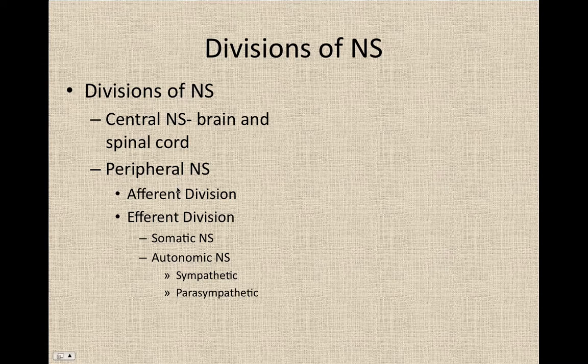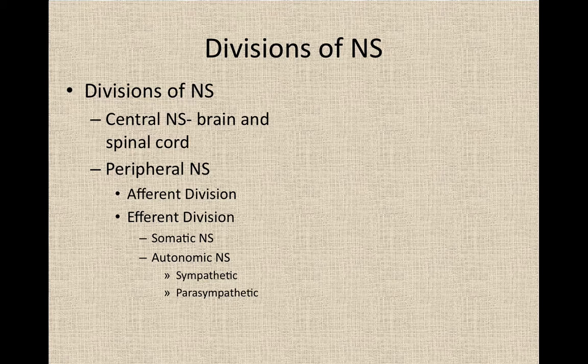Okay, so what we break down the peripheral nervous system into is the afferent and the efferent division. The afferent is going to be all the information that is going to come into the central nervous system. So those are going to be all of your different receptors. The efferent are going to be all of the different motor neurons. So they are going to be the effector cells. So hence the efferent is the effectors. Okay. The efferent can then be broken down even further into the somatic versus the autonomic nervous system.